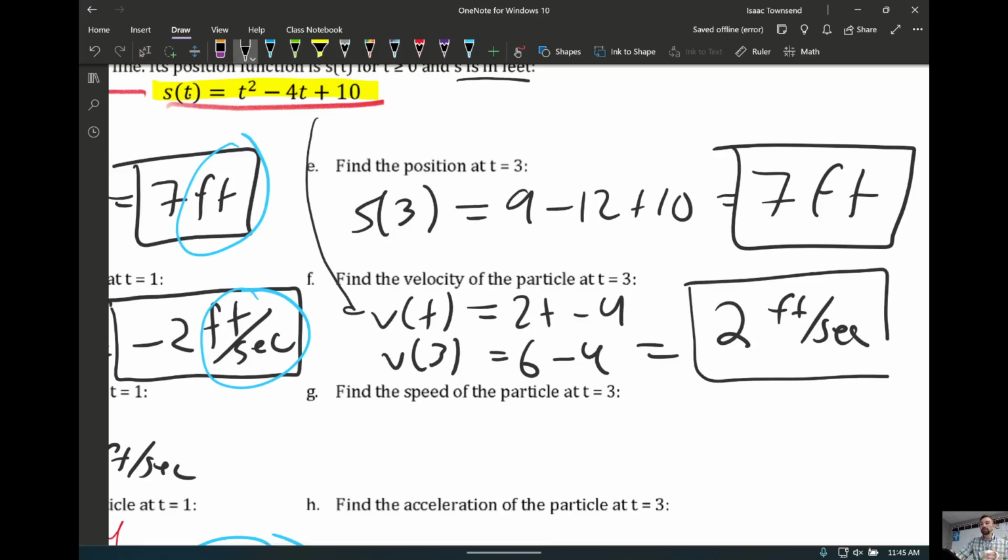Okay, if you want to know speed, it's just the absolute value of velocity. So if it's positive, it's going to stay positive.